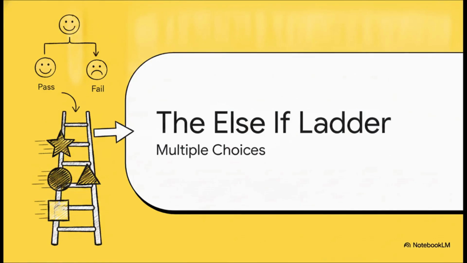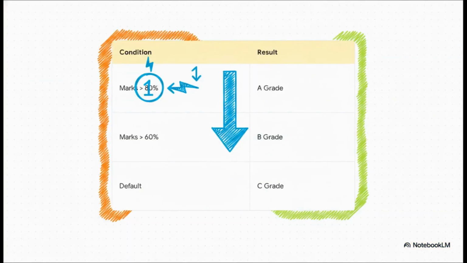Section 1. The else-if ladder. Okay, let's dive into this. A standard if-else statement is awesome when you just have a simple choice between two specific outcomes, like pass or fail. But what happens when you've got a whole range of possibilities, yet you only want to choose a single path from those options? Well, that's exactly where the else-if ladder comes into play.